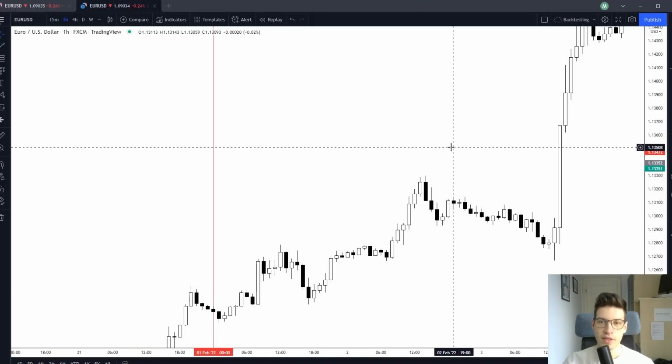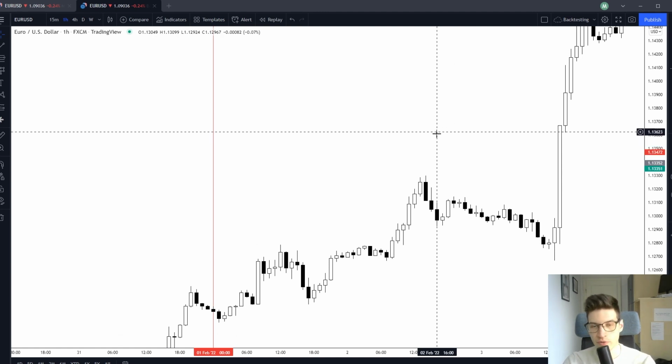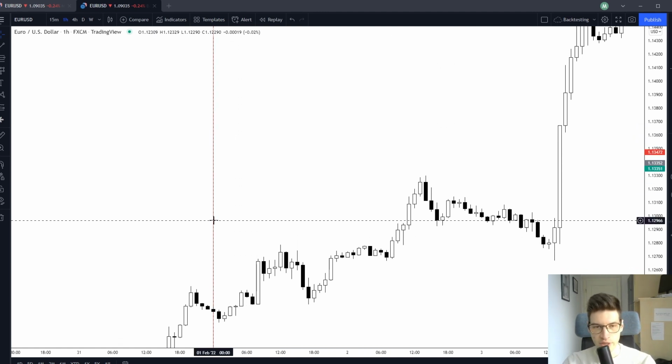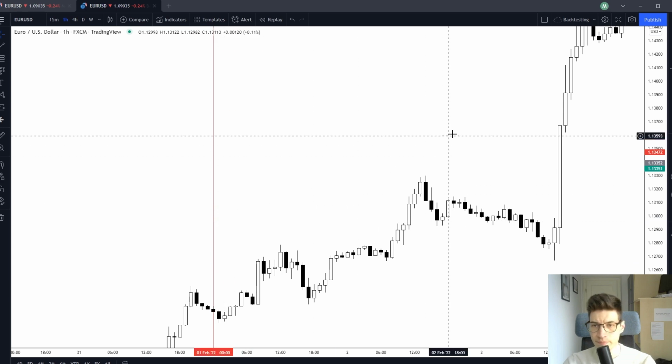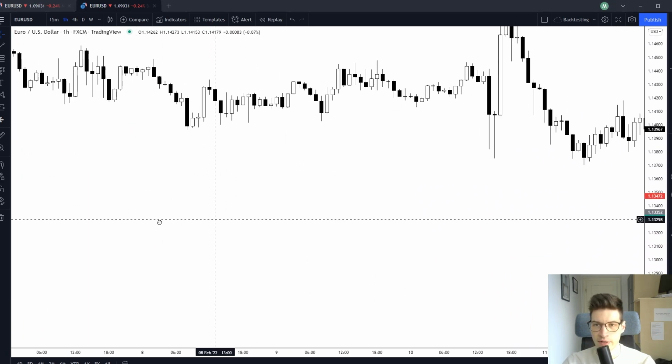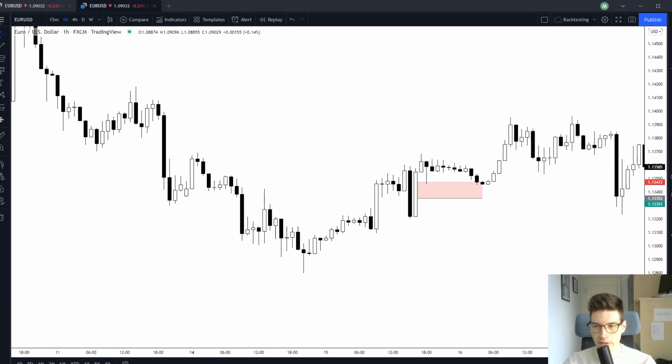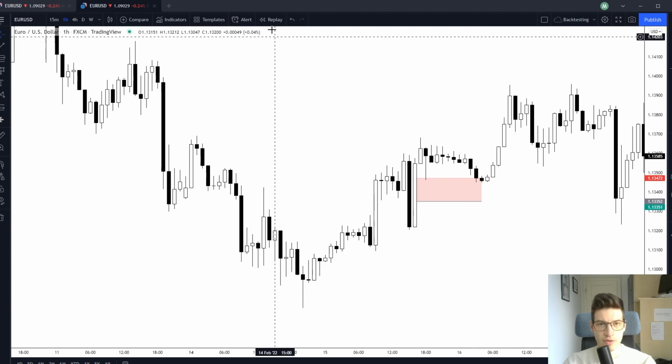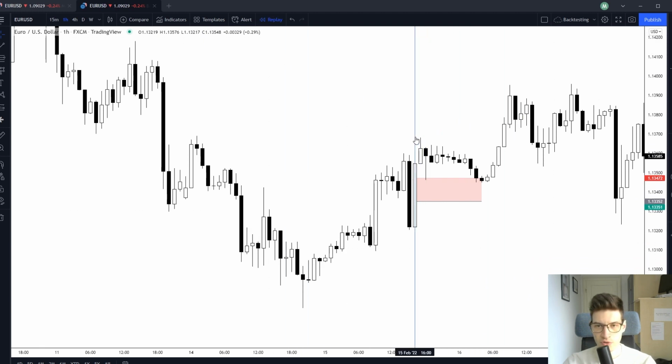Okay, so let's take a look at the trades I took for the FTMO challenge. First, we have the Euro and US dollar. I started the challenge around the 1st of February. And then let's find, I had only just one trade on this pair, right here. This was a short trade.